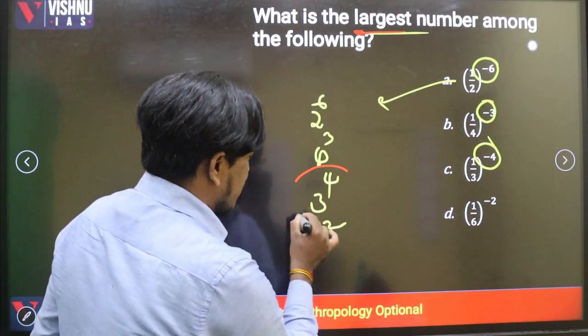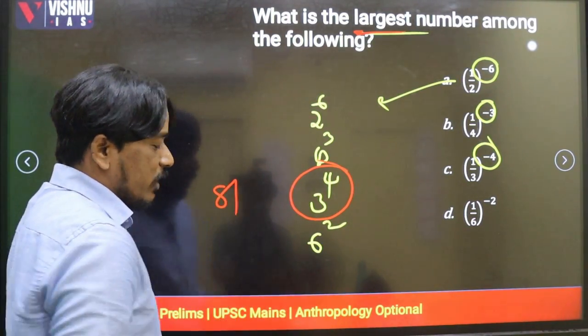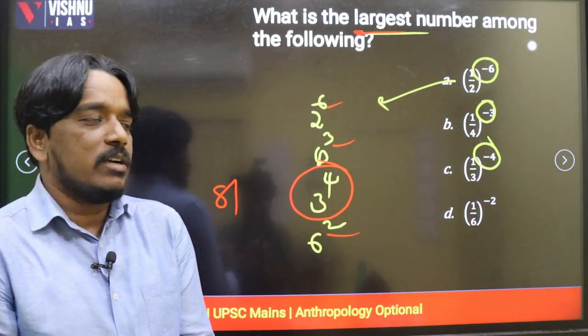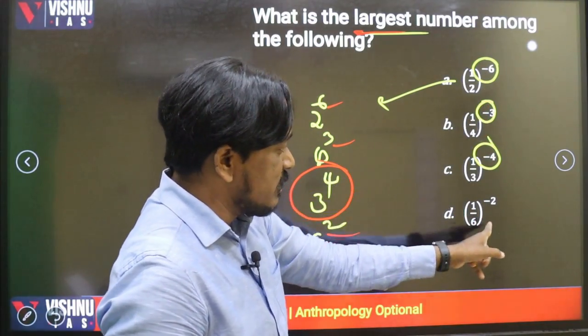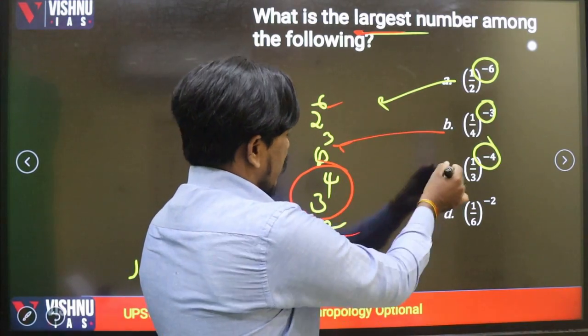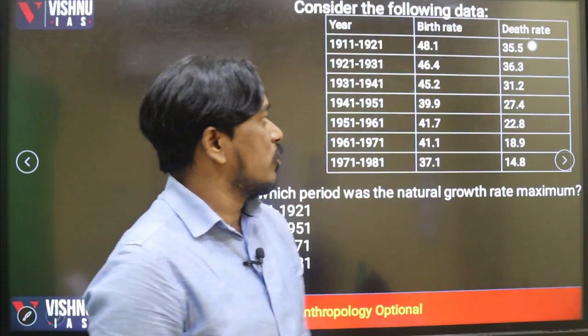So directly, what is the largest number here? If you multiply 4 times, we are getting 81. Here we are getting 36. Like this we have to find out everything. But what is the important thing here? We cannot solve the question as it is. Just convert it in this manner, and you will get the answer very quickly. That we will discuss when we take the number system concept.